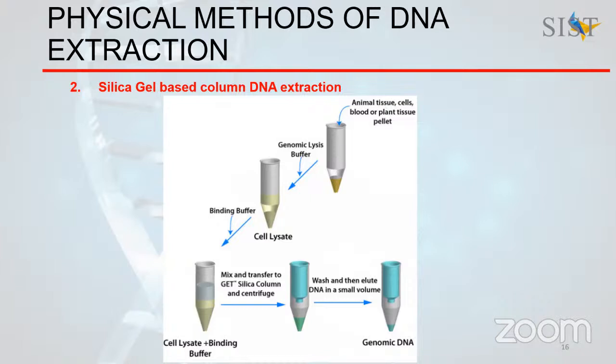All right. So likewise, the lysis procedure will take place. The cell and nucleus are lysed, and then there will be an addition of buffer. Then this will be transferred to a silica column, so that the DNA present in the cell lysate will selectively bind to the silica surface and can be separated. After that, it will be washed and dissolved accordingly so that the pure DNA is obtained at the end of the procedure.